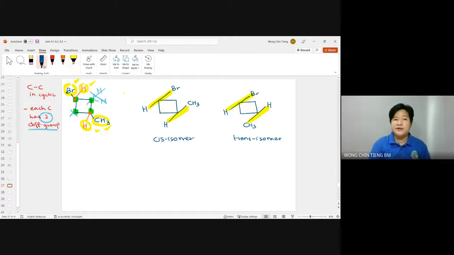And I prefer this method. This one is correct. I prefer using 3D. I prefer using wedges. I prefer using dashes. Wedges means out of the plane. Dashes means behind the plane.